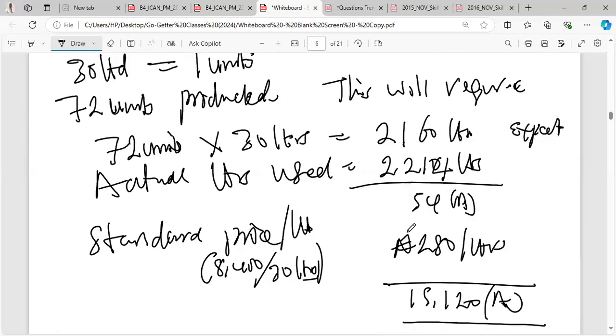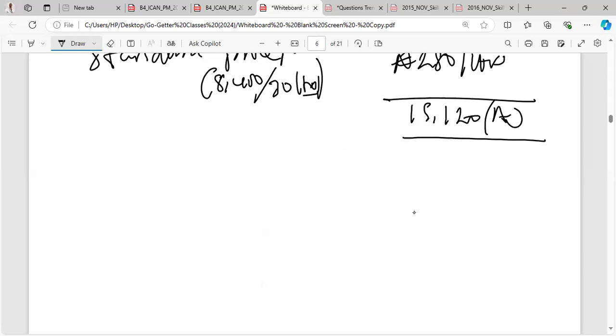But look at input, it is the reverse. If the input you use in the standard is a particular value, but you now need to put more input to get the same output, then it means it's an adverse. So that's it. We need to understand the knowledge here.